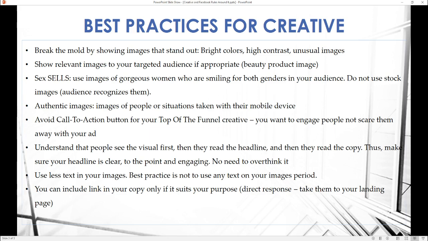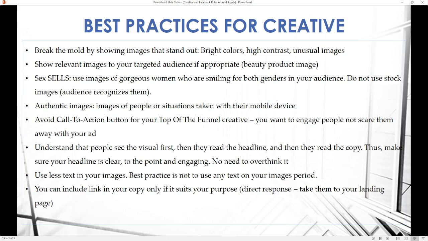I'm not a psychologist. I'm not someone who can dig deeper into this and tell you why the smiling women will work on other women, sorry. I can tell you why it works on men, but it definitely works. It definitely works on both genders. The smiling women, happy women, who are beautiful, who are good looking, will get you higher click-through rates.